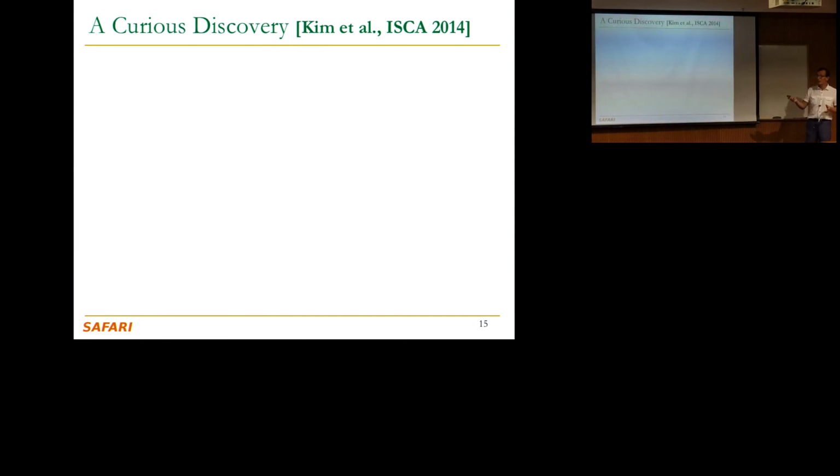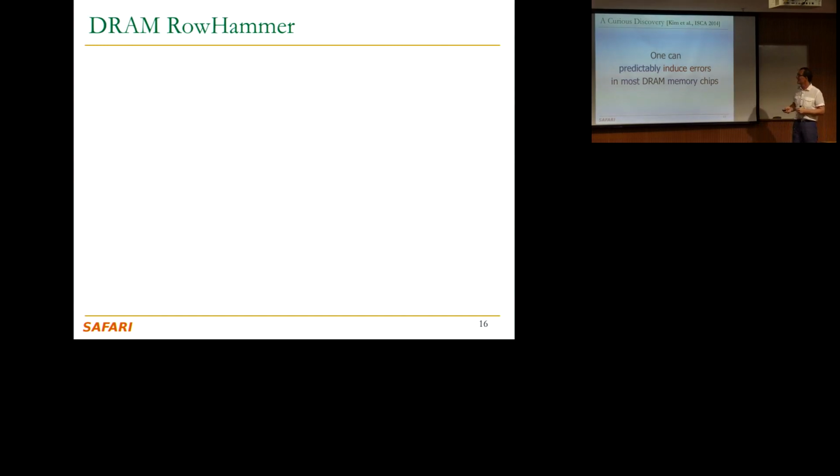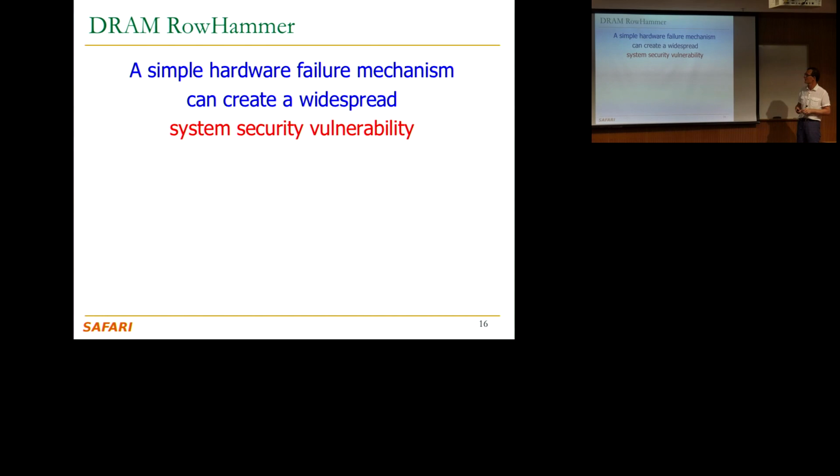But while we were doing these studies, we also saw that one can predictably induce errors in most DRAM memory chips that you can buy in the field today. And this is the RowHammer problem. I'm going to talk about this, and we're going to use this as a springboard for other reliability issues that we may face in the future. What is RowHammer? It's essentially a simple hardware failure mechanism that can create a widespread system security vulnerability.